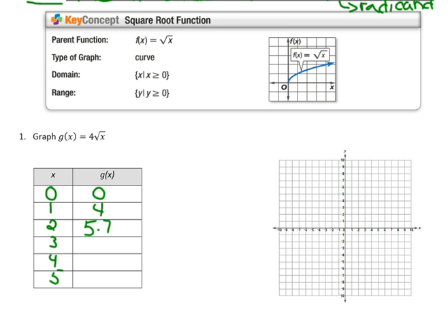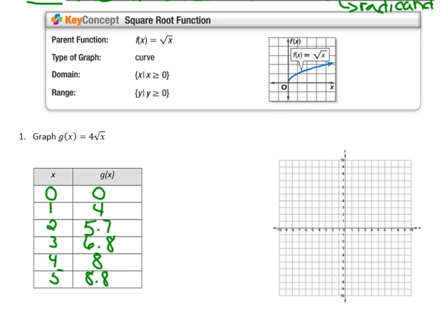All right, then the square root of 3 is 1.7, and then 1.7 times 4 is 6.8. And then the square root of 4 is 2. That's a perfect square. And then 2 times 4 is 8. And then the square root of 5 is 2.2. So then 2.2 times 4 is 8.8.